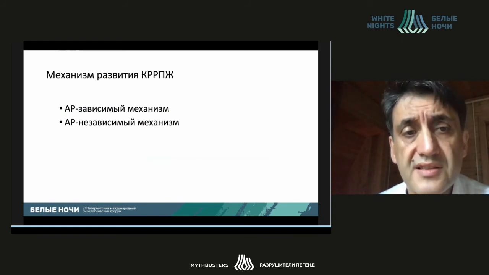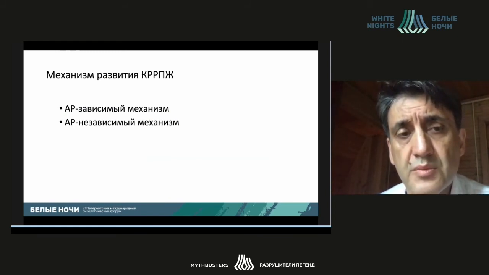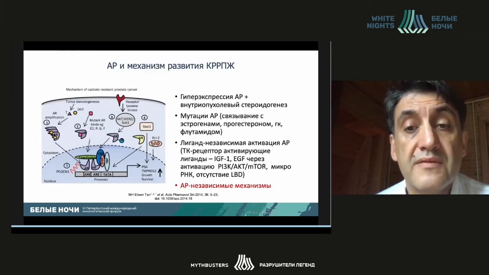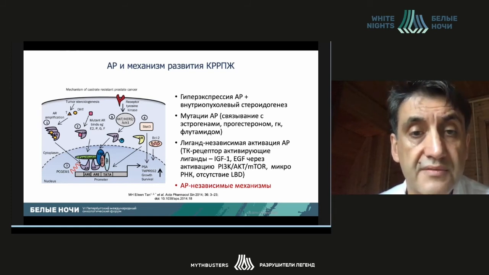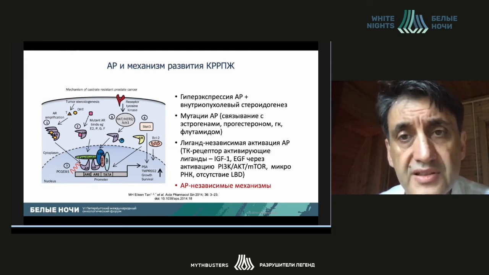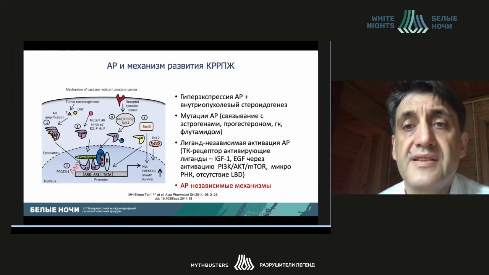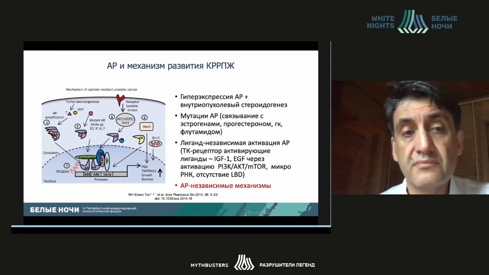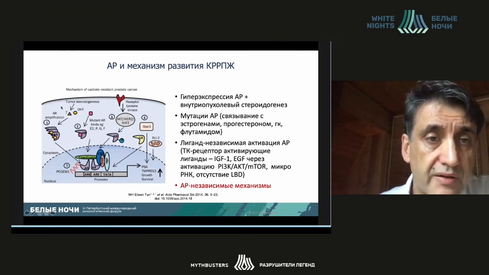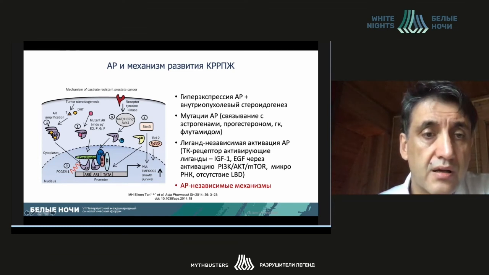The mechanism of developing castration-refractory cancer is rather complicated, but all the possible mechanisms are either androgen receptor dependent or androgen receptor independent. There are four main mechanisms of castration refractoriness, and most of them are related to the androgen receptor and its active functioning, even in the phase of development of castration refractoriness. One of the mechanisms is hyperexpression of the androgen receptor together with high steroidogenesis.